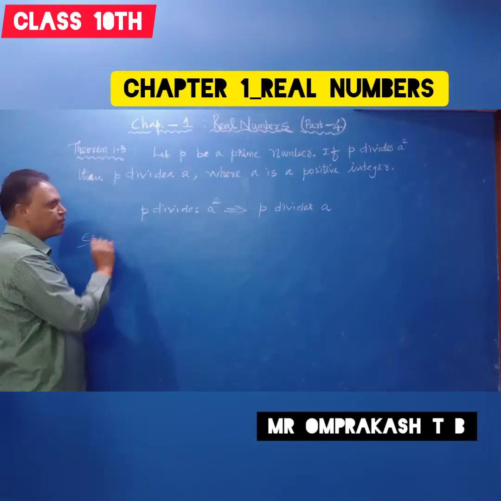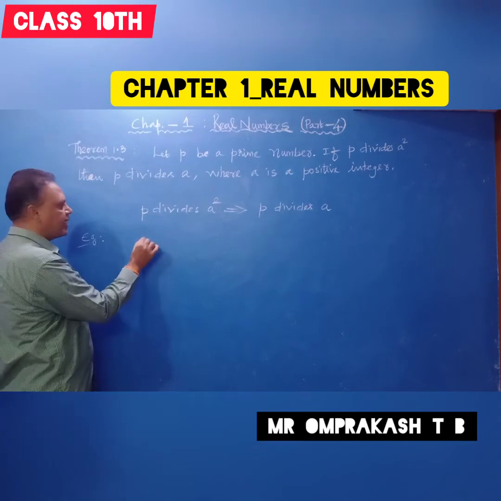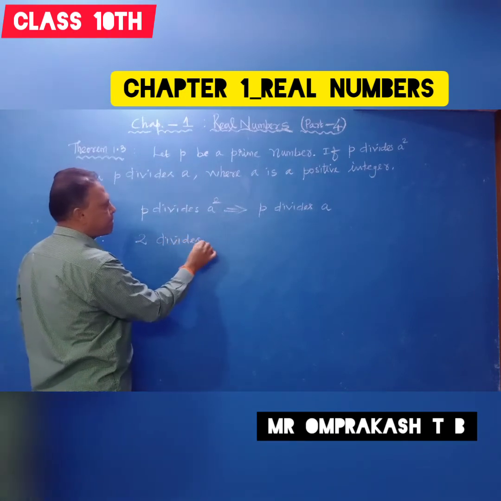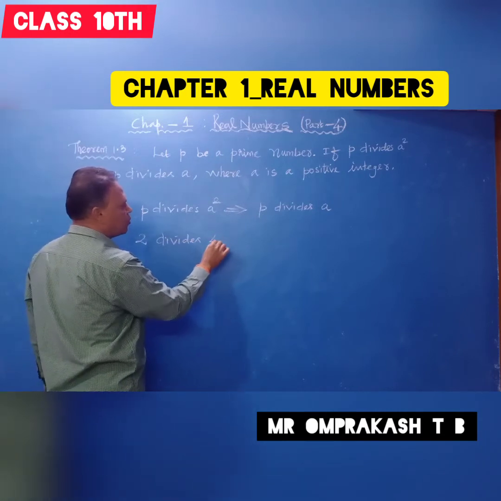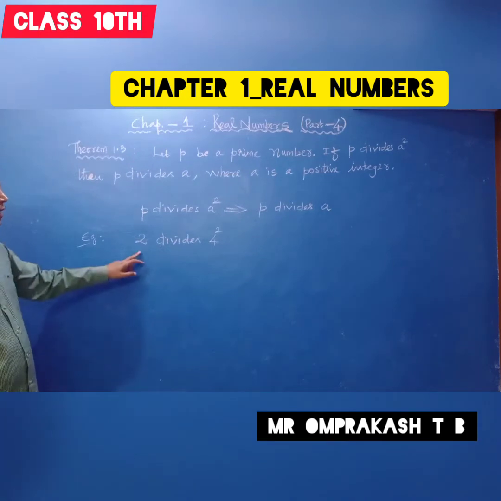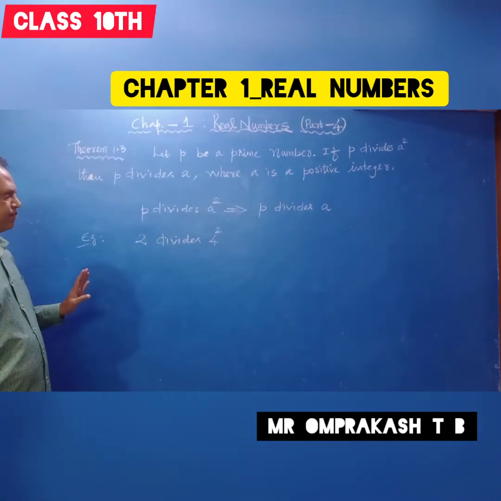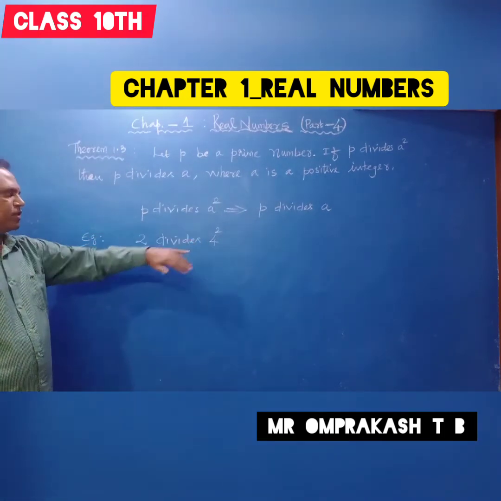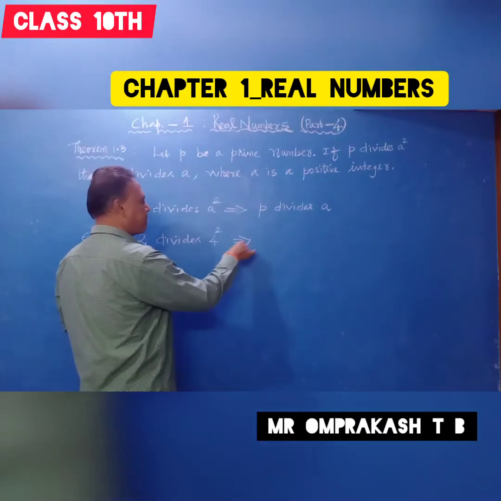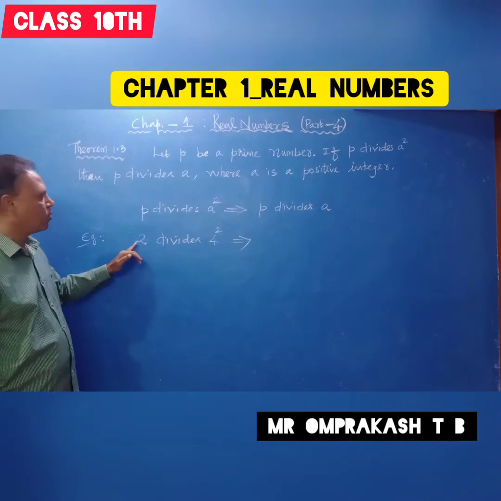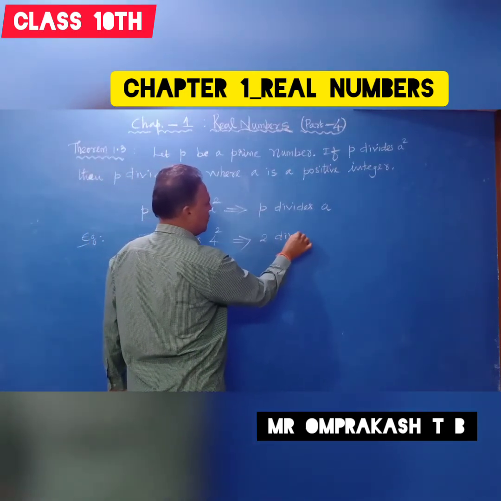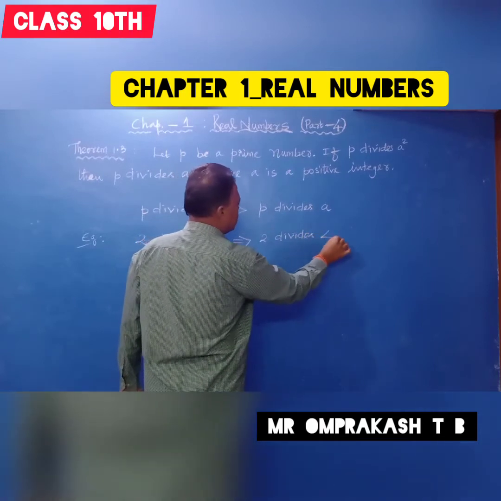Now we will see an example. Take 2 divides 4 squared, which means 16. Clear? 2 divides 4 squared, because 2 is a factor of 16. This gives 2 divides 4 also. Yes, 2 divides 4.